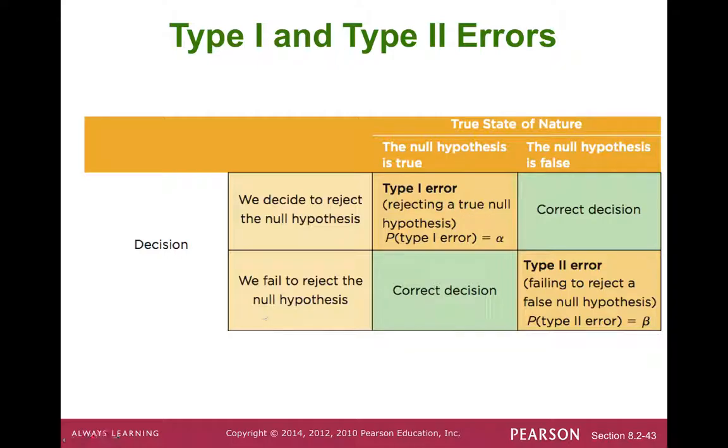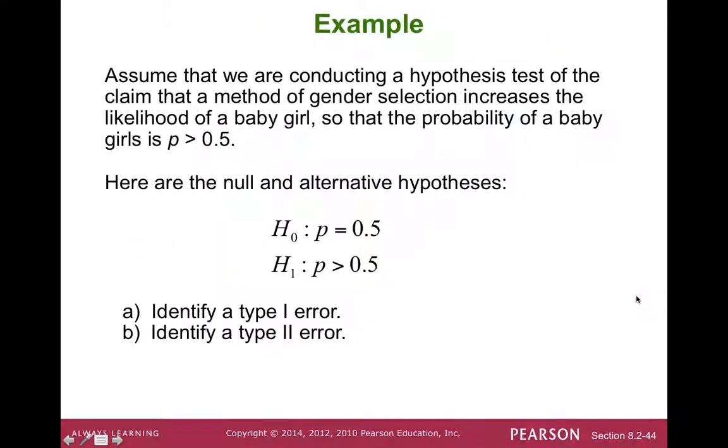So basically, you decide to reject the null. Either that was the right decision or it was the wrong decision. If it was the wrong decision, it creates what's called the type 1 error. And if you fail to reject your null, that's either a correct decision or you could create a type 2 error that way. So here's an example.